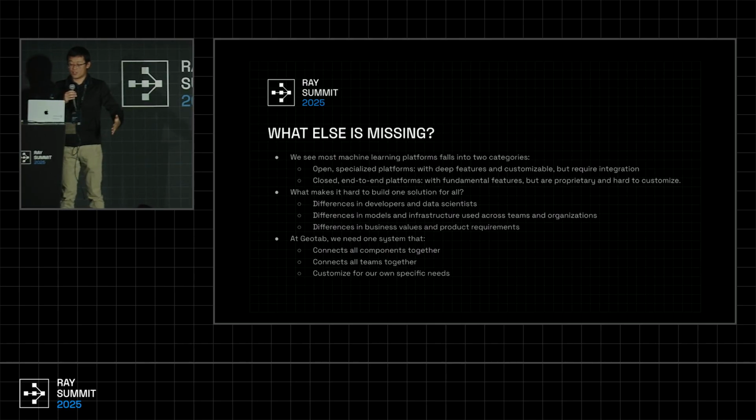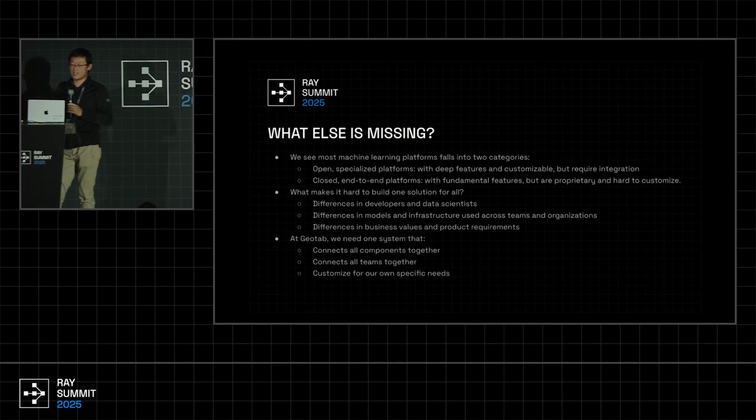The second is closed but end-to-end platforms, like Vertex AI, SageMaker, Databricks, and many others. They are great, and some of our team members have been using them as well. But they are proprietary, and that's the biggest problem: they don't allow you to customize for your own purposes. For example, integrating with your own company's internal systems is often very difficult, and the features provided are sometimes not on the same level as open source ones.